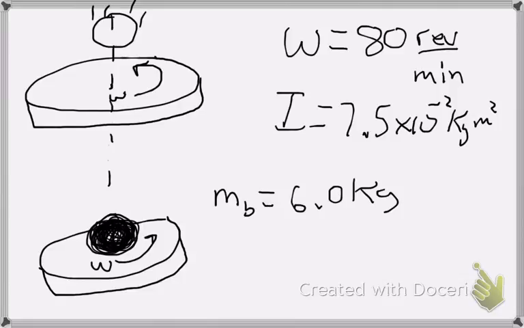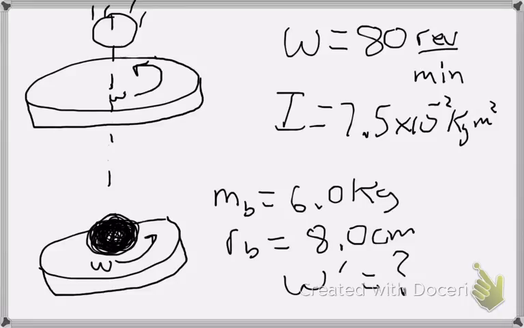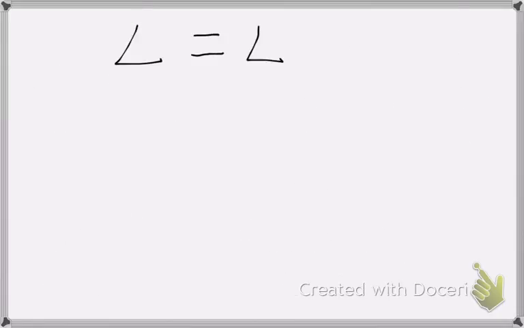So we need to know a little bit about this ball. The ball has a mass of 6 kilograms and a radius of 8 centimeters. So we need to calculate its moment of inertia. I gave you the first one, we have to calculate the second one. And the question is, what's the new rotational speed here? What's the angular velocity of the disk after I drop the ball on it?